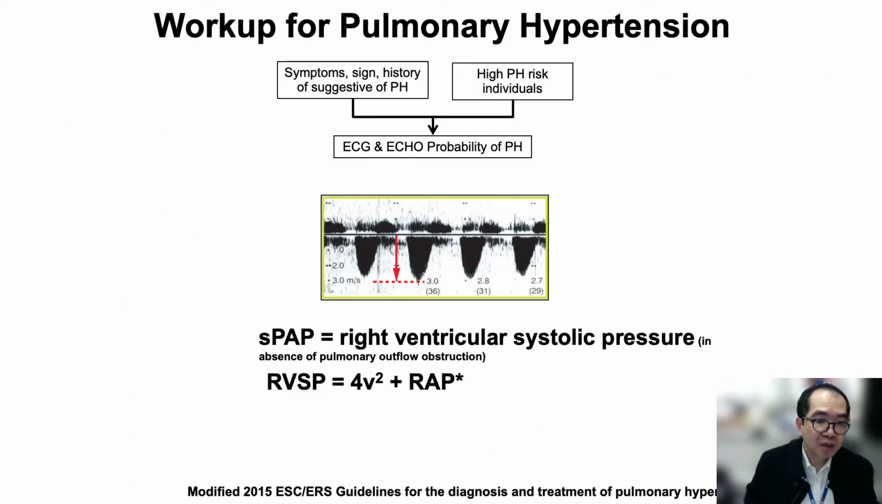And how is screening performed? One of the major tools to diagnose or to screen for pulmonary hypertension is using echocardiogram. One of the major parameters commonly used in clinical practice is to estimate the right ventricular systolic pressure using the tricuspid regurgitation flow that we can detect on echocardiogram, and by the equation we can easily estimate the peak pulmonary pressure.